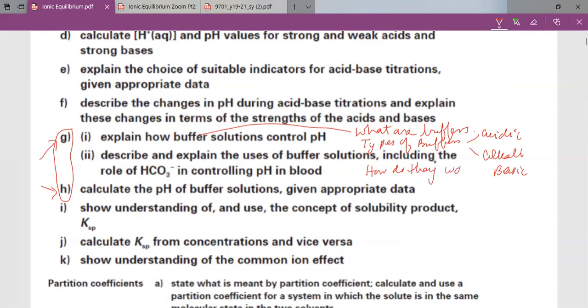You need to know the equations, okay? And the fourth is, well, the pH of blood is separate, okay? And the fourth is, of course, calculating the pH of buffers, okay? Right, so we look into this now. First of all, definitions.